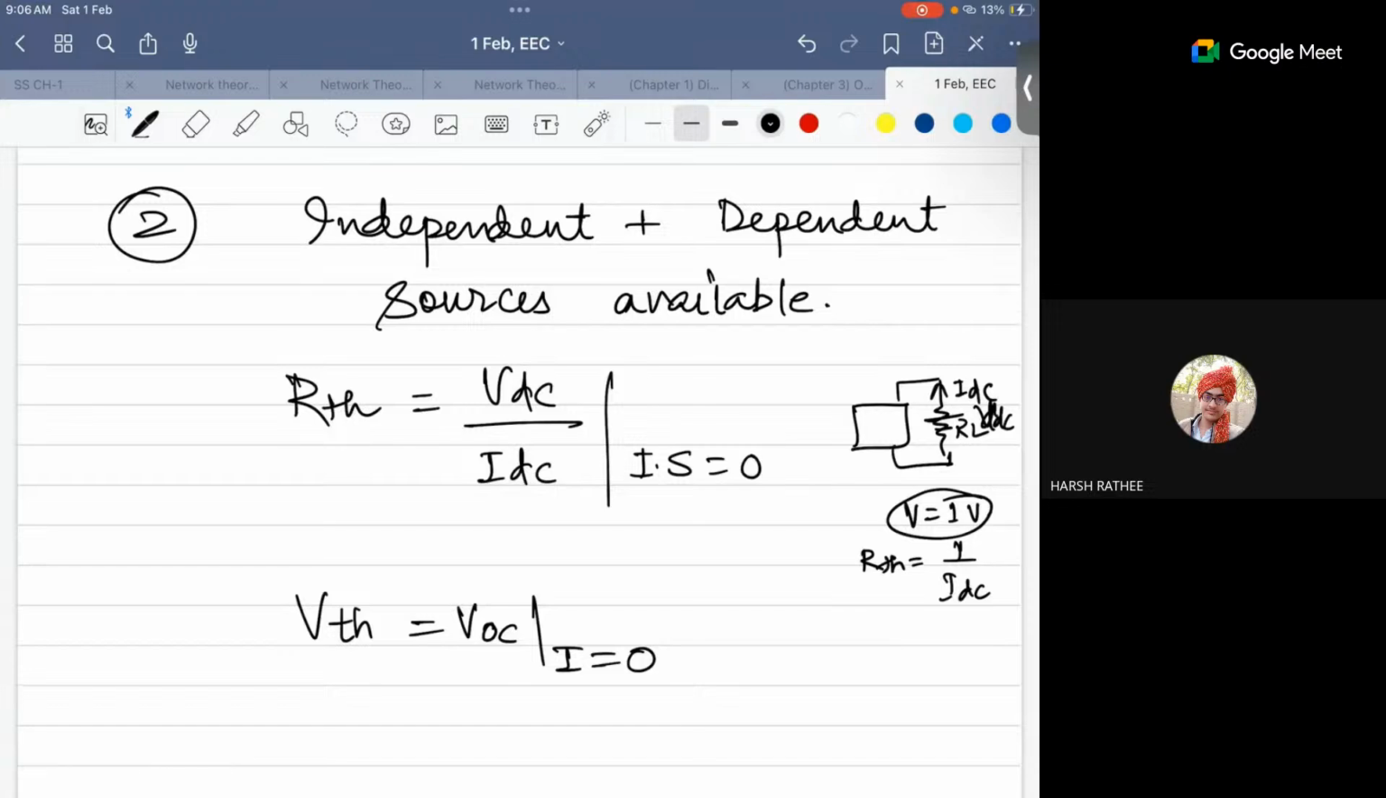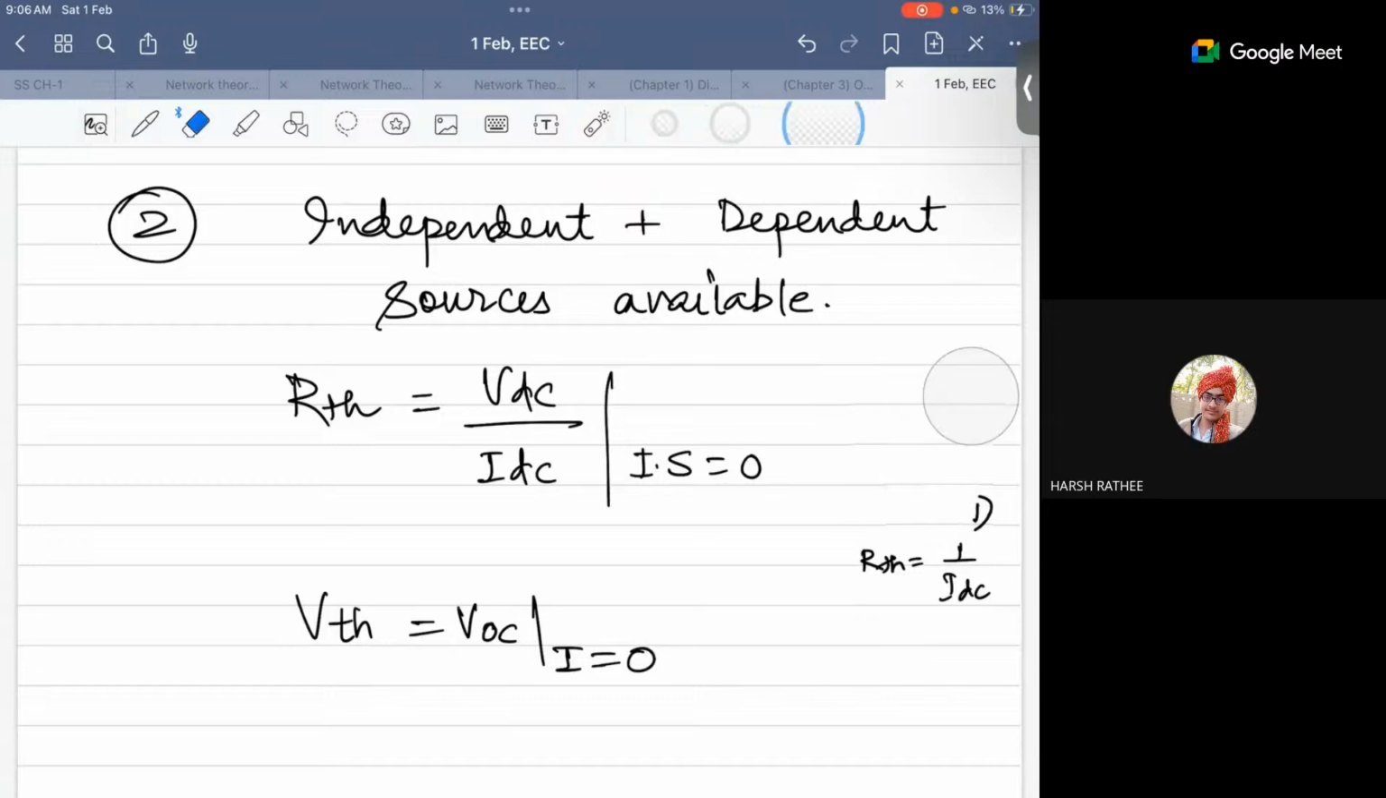So there are other methods also to solve for RTH when you have a combination of independent and dependent sources. One thing to keep in your mind: you don't touch the dependent source while calculating the RTH. You just put the independent sources as 0. For voltage sources, you short circuit, and for a current source, you open the circuit. This is how you do it.